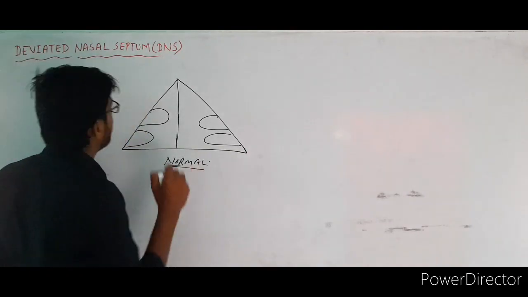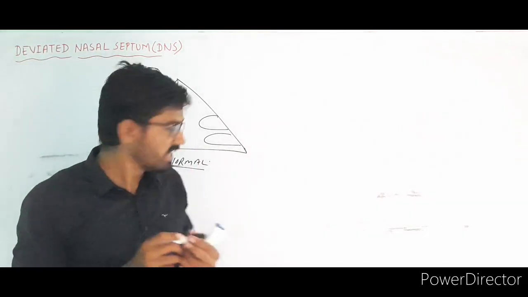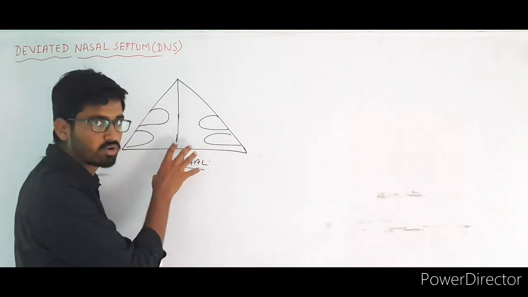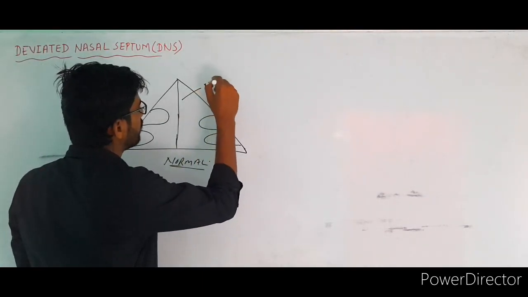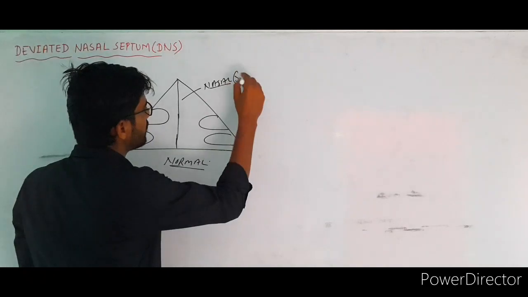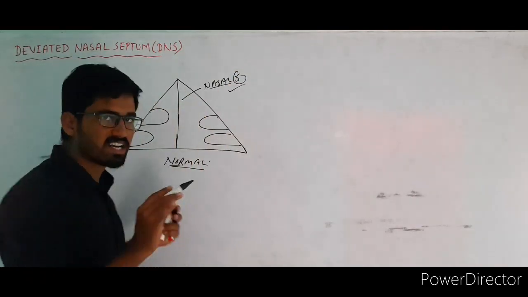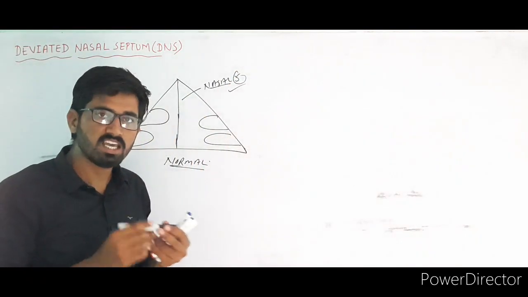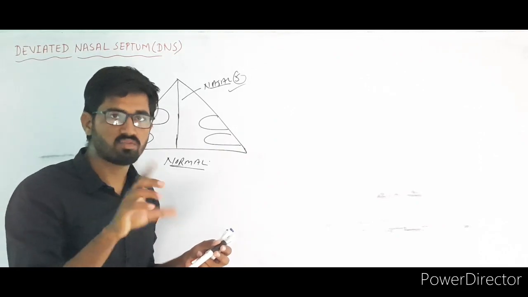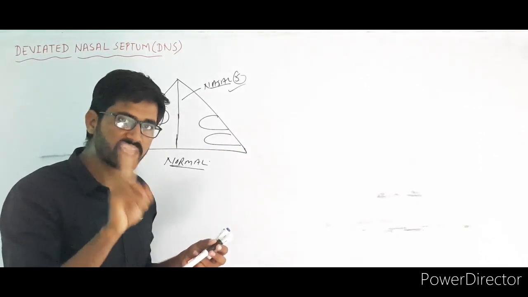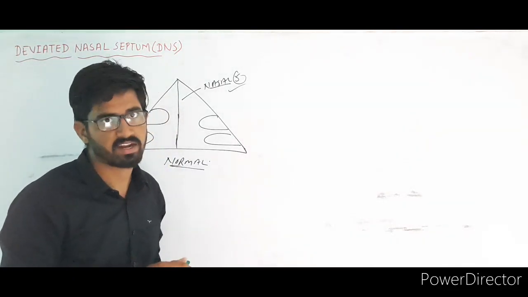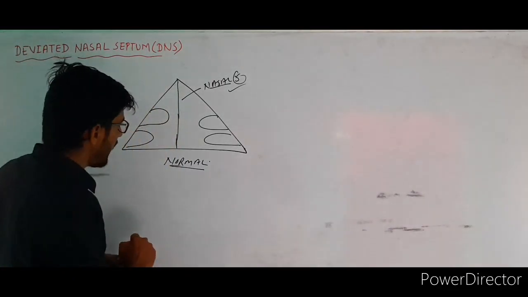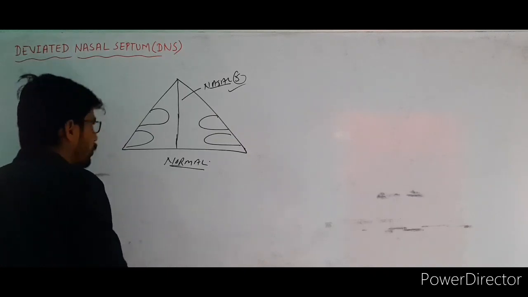And what is the deviated nasal septum? This is the normal thing. If there is any deviation in this nasal septum, any deviation, that is the deviated nasal septum. Right. We are going to see the etiology first, second the clinical features, and last the treatment. So I am going to start with the etiology.